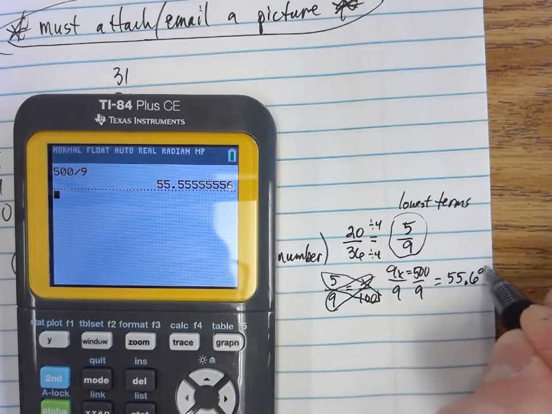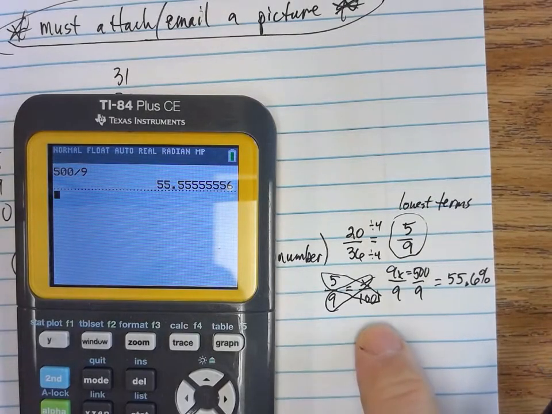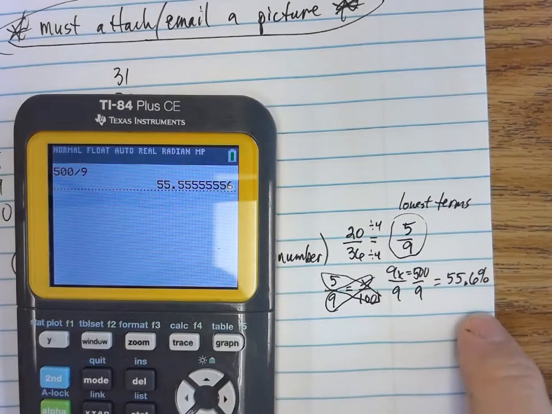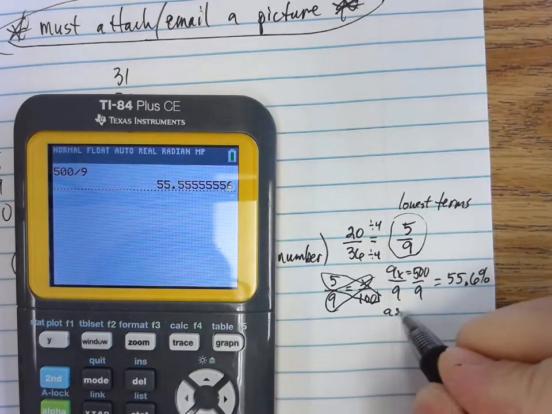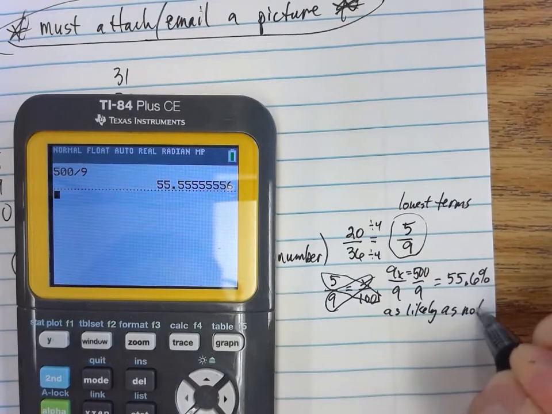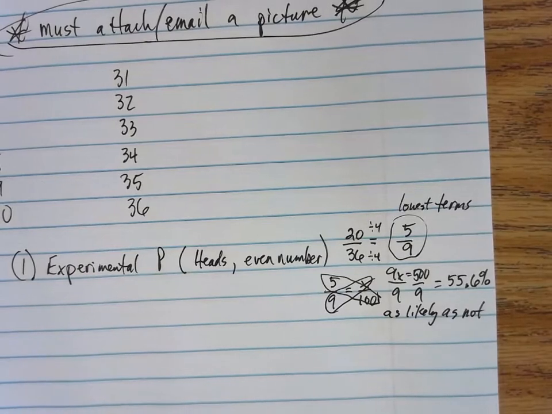And I also want you to tell me what kind of likelihood that would be. So remember, you've got impossible, unlikely, as likely as not, likely, and certain. Those are the 5 big ones. Since this one's really close to 50%, I would say this is as likely as not. So you're going to do that for all of your questions.